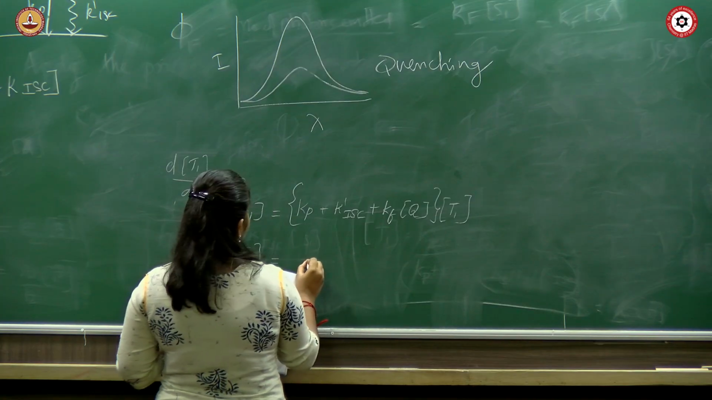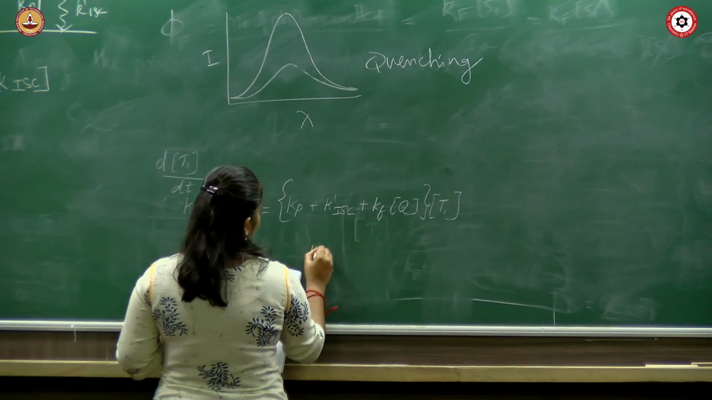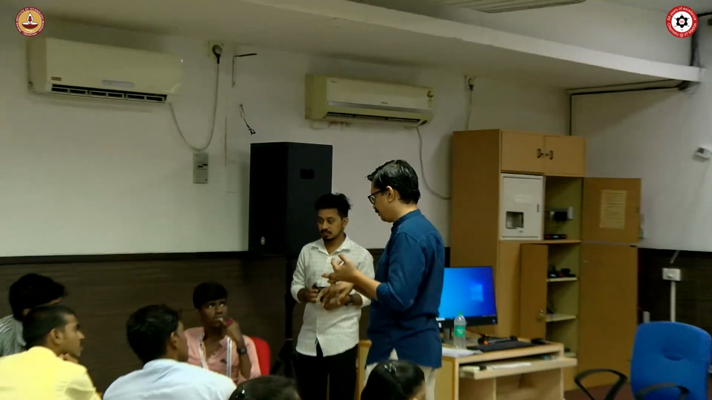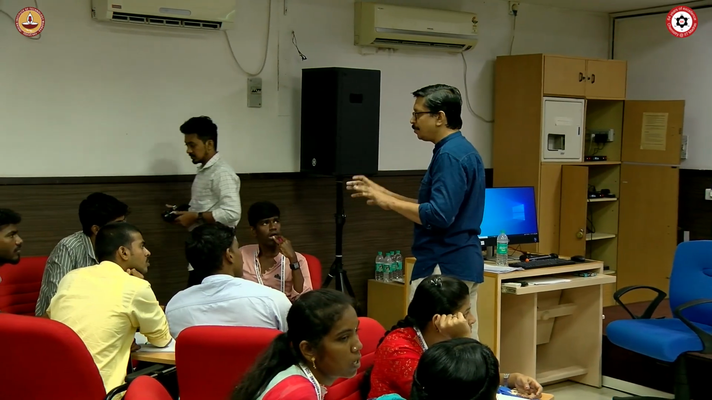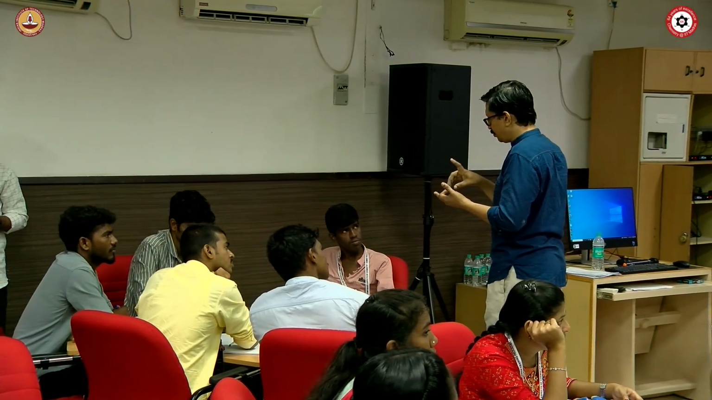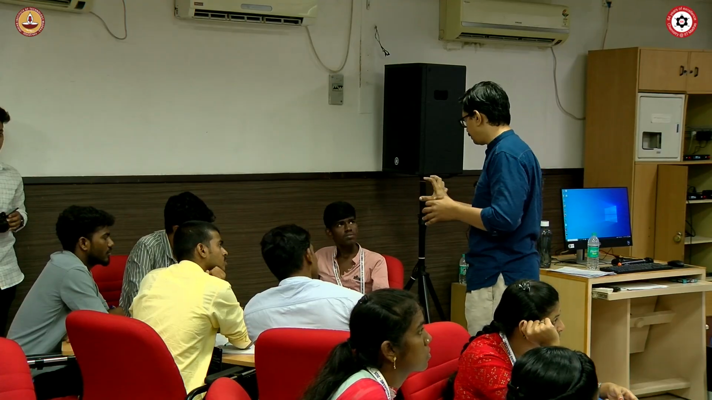Because T1 is interacting, no? So the concentration matters. So in that expression, both T1 and Q terms will be there. And for that process, there will be a rate constant, like KP, K dash ISC, and for other processes also there will be a rate constant. So you need a rate constant, the concentration of quencher, and the concentration of T1. That is the third channel.